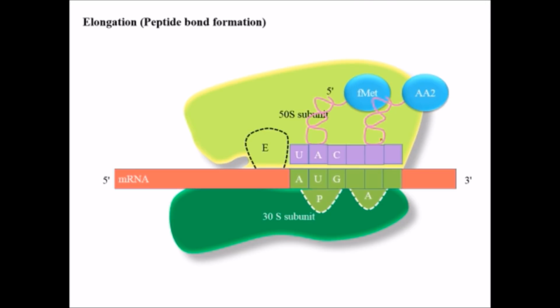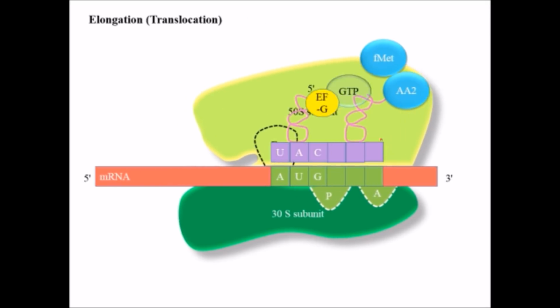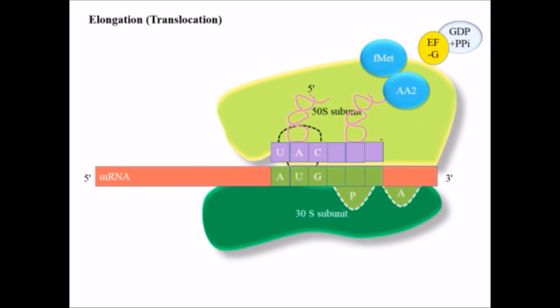Now, what will happen in the next step? Then the peptidyl transferase will transfer the formylated methionine to the second amino acid, and then the ribosome will move toward the 3' end with the help of GTP and elongation factor G. In this way you can see that during elongation, GTP is used two times and hydrolyzed to GDP. So the answer will be 2.